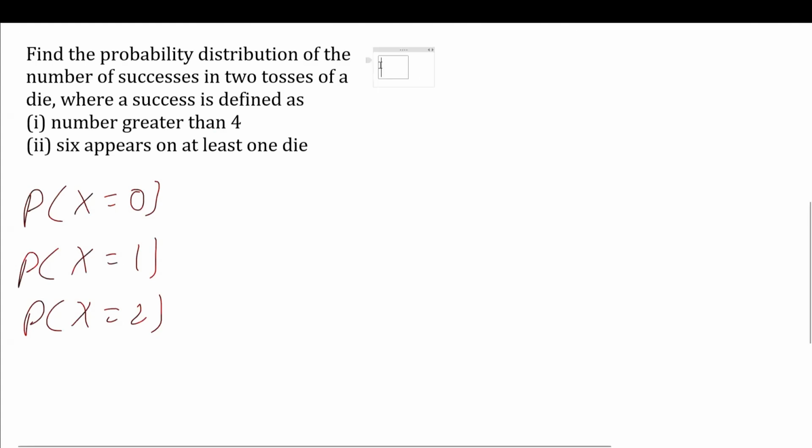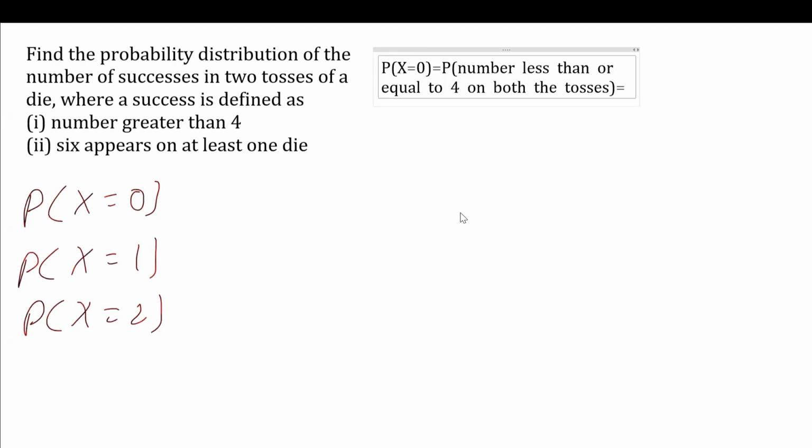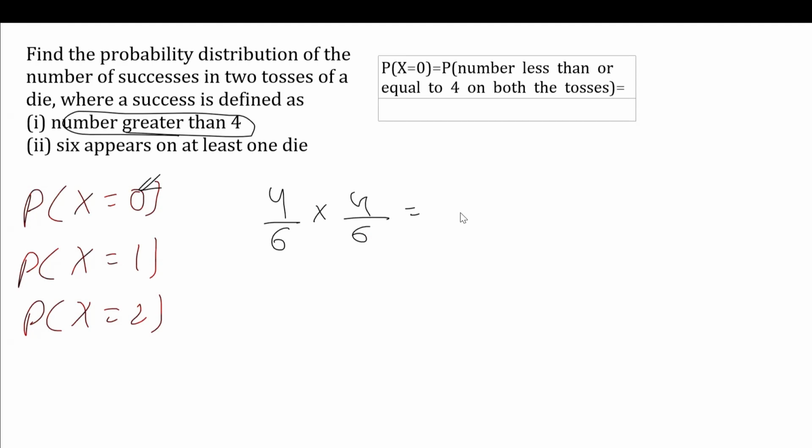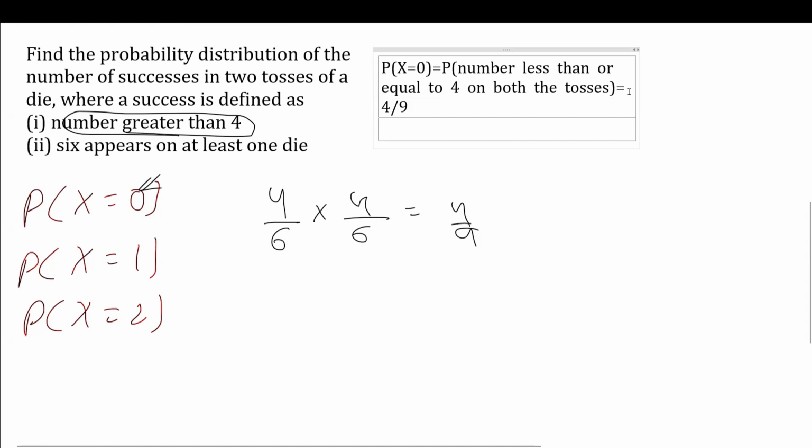When we talk about P(X = 0), first of all, you should know that when a die is thrown, success is a number greater than 4, and we are talking about X being 0. So 4 over 6, that means a number less than or equal to 4 in the first die and also 4 over 6 in the second die. So 16 over 36, it can be reduced, 2 by 3 into 2 by 3, that is 4 over 9. So 4 over 9 is the probability for the first part.